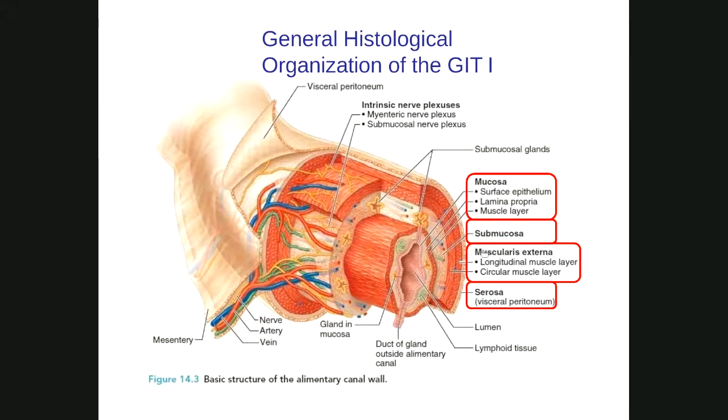In general, we have 2 layers, circular and longitudinal, inner circular usually and outer longitudinal, and these 2 participate in the segmentation and peristaltic movements in the intestine. And then in the outermost region, we have a connective tissue cover known as the serosa, okay, which is the visceral peritoneum.